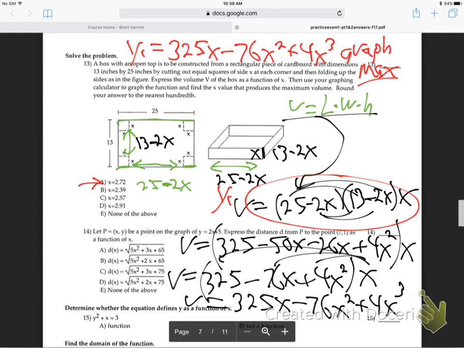If they just want the final answer off the calculator, just type this in: 25 minus 2x, 13 minus 2x, x. Just put that in for y1. Just make that y1, and hit graph and find the max. Make sense? No need to FOIL it all out. Let the calculator do the dirty work, right? Just like that. All right, I'll keep moving if you're okay with that.